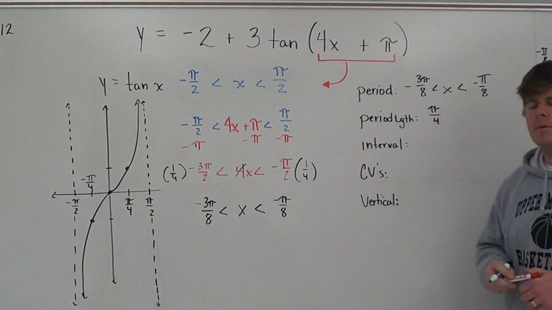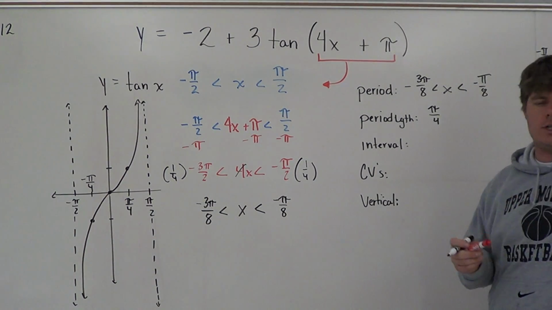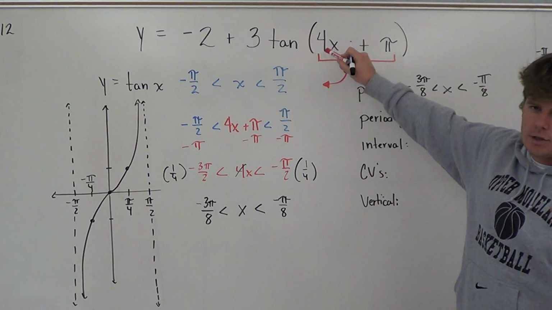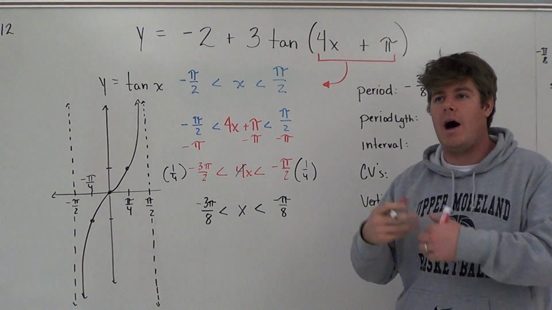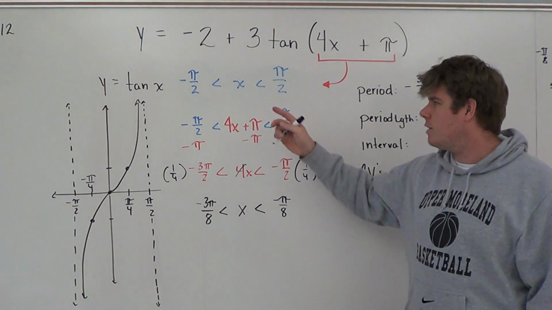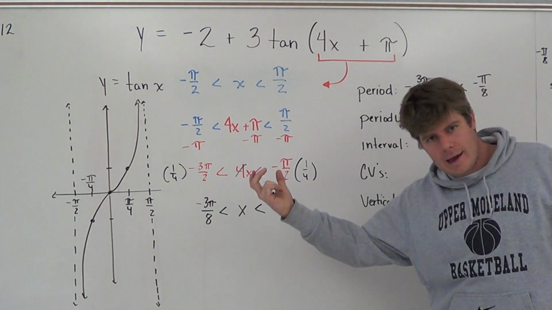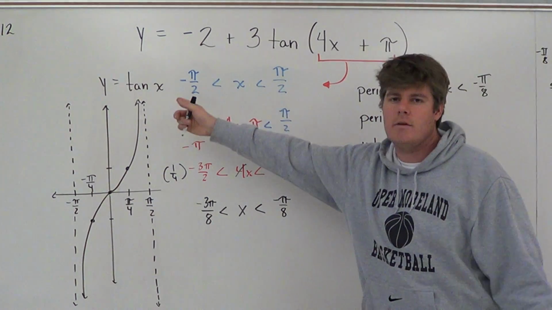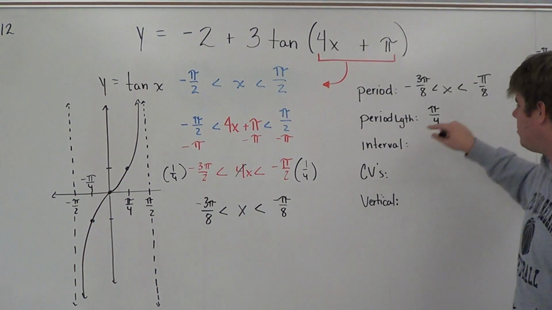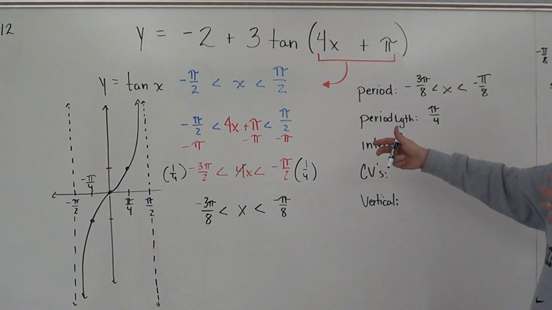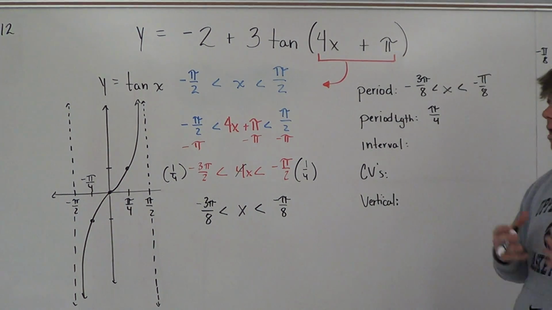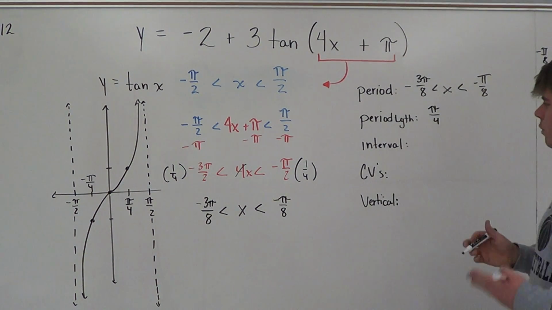So simple enough. The next thing you should always know to check your work is that the coefficient of x in your original function is always going to divide the original period length by that amount. So if I come up here, the original period length of tangent is pi, because if you take pi over 2 minus negative pi over 2, you get a length of pi. Well, pi divided by 4 is pi over 4. So again, I'm just going through this and checking my work along the way to make sure I'm right.